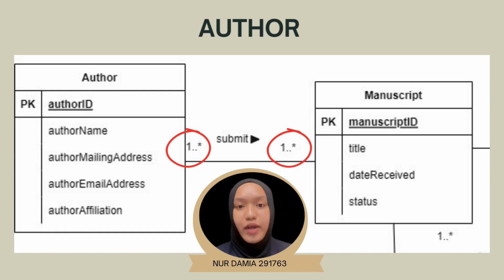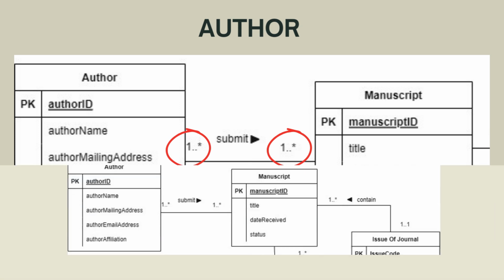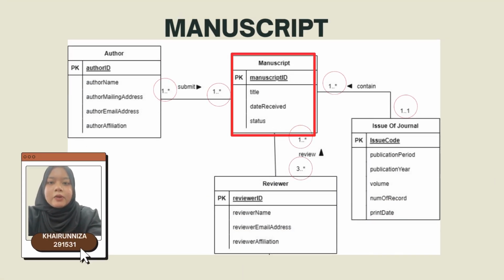The one-to-many relationship between author and manuscript implies that one author can submit many manuscripts, but each manuscript can be submitted by only one author. Okay, manuscript can be submitted by many authors, and for the entity issue of journal, manuscript can contain only one issue of journal, and for the reviewer, manuscript can be reviewed by many reviewers.